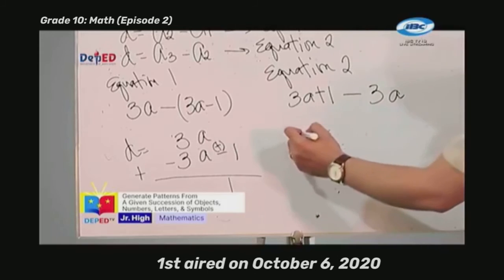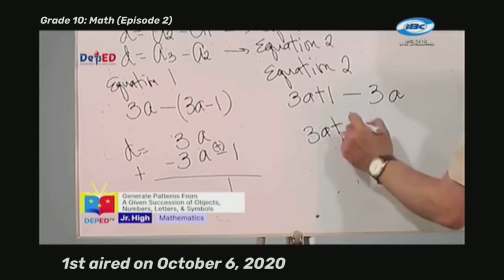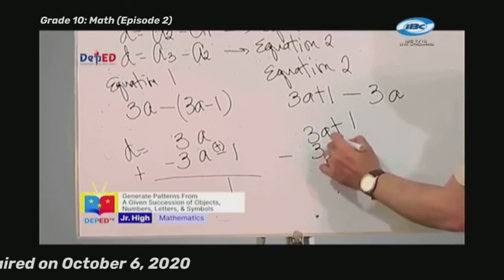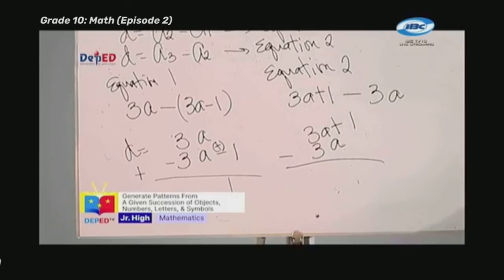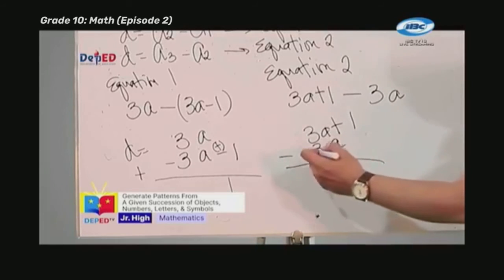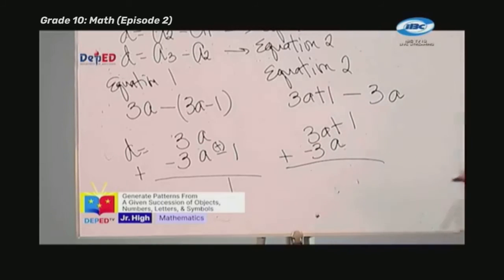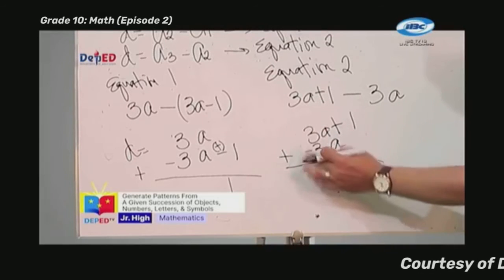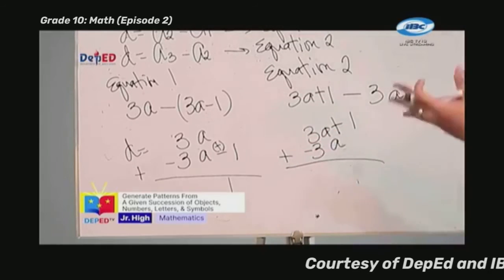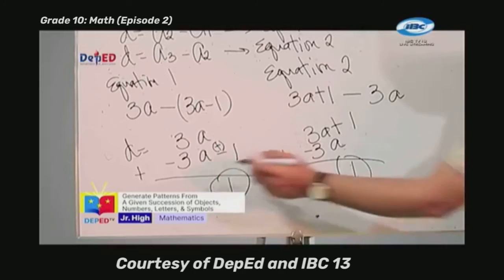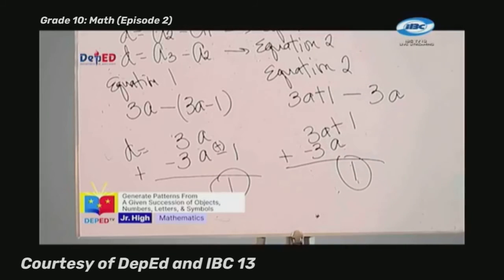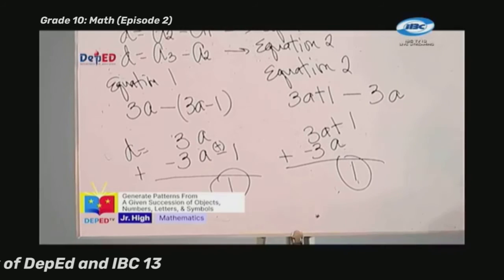Next, let's have 3a plus 1 minus 3a. Again, the sign of our subtrahend will change into its opposite, so the 3a will become negative, and we will proceed to addition rules. Again, subtract the coefficients for this part, so that's positive 3 plus negative 3 will be 0. What's left is 1. See? Regardless of the equation we used, we will arrive with the same common difference.